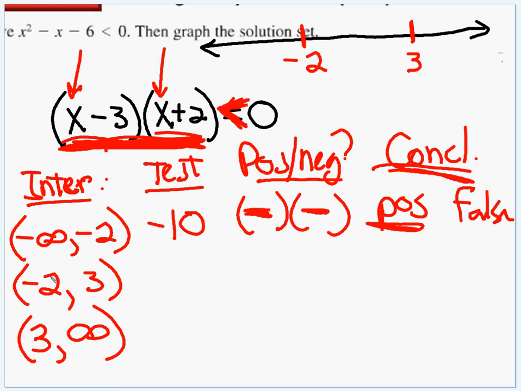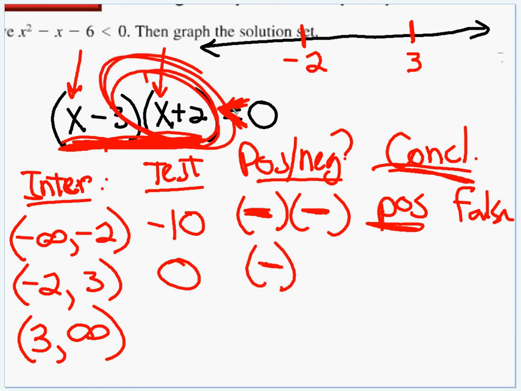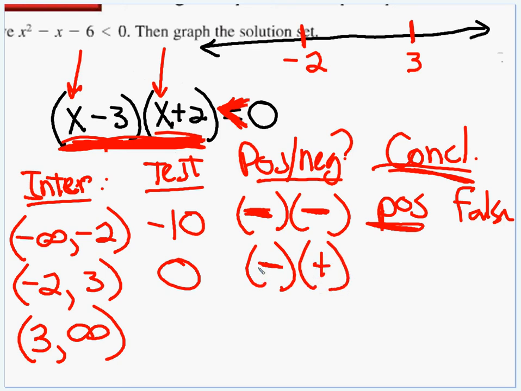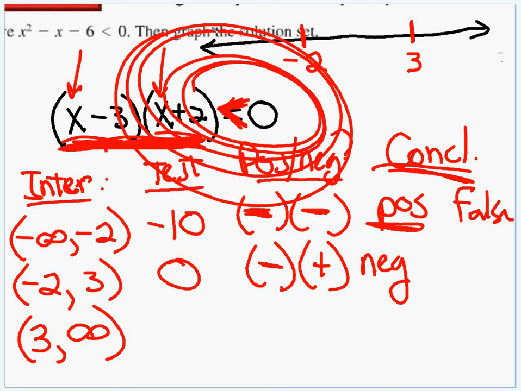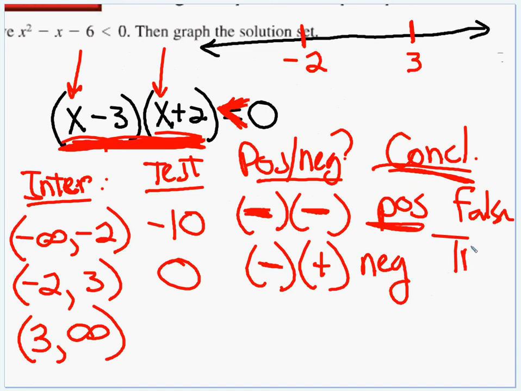Let's go to our middle interval here, negative 2 to 3. If it's available, the greatest number to use is 0. So our test value is 0. So here, 0 minus 3 would be a negative 3. And then here's 0 plus 2 is a positive 2. So what we've got is a negative times a positive. Well, that's equal to a negative. And are negative numbers less than 0? Yes, they are. So that's going to be true. And we can color in the interval from negative 2 to 3. So I'm going to go up to my number line here from negative 2 to 3. That would be colored in. That is a true part of the graph.